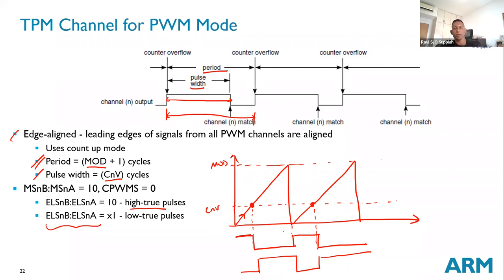So this CNV value basically determines my pulse width, which again will relate to my duty cycle. Okay, so that is how you relate the mod value and the CNV value together.